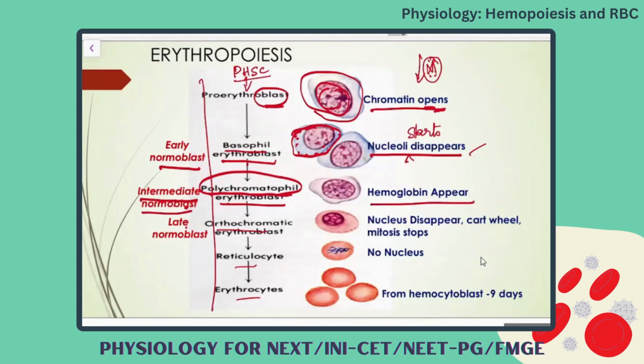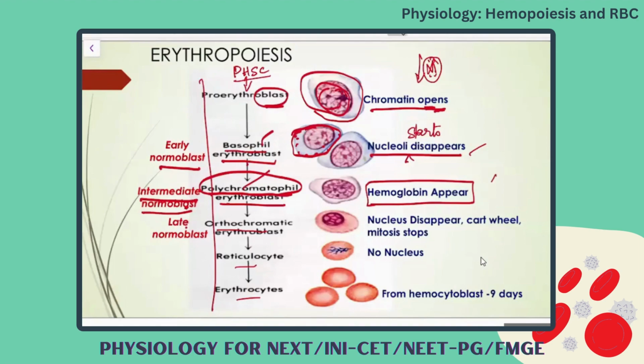So this is the stage where the hemoglobin starts appearing. Hemoglobin is giving which color to the cell? Since the hemoglobin started appearing, this is having this polychromatophilic nature. Before that, basophilic nature. Hemoglobin started appearing, so it is having the reddishness. So you have polychromatophilic appearance.